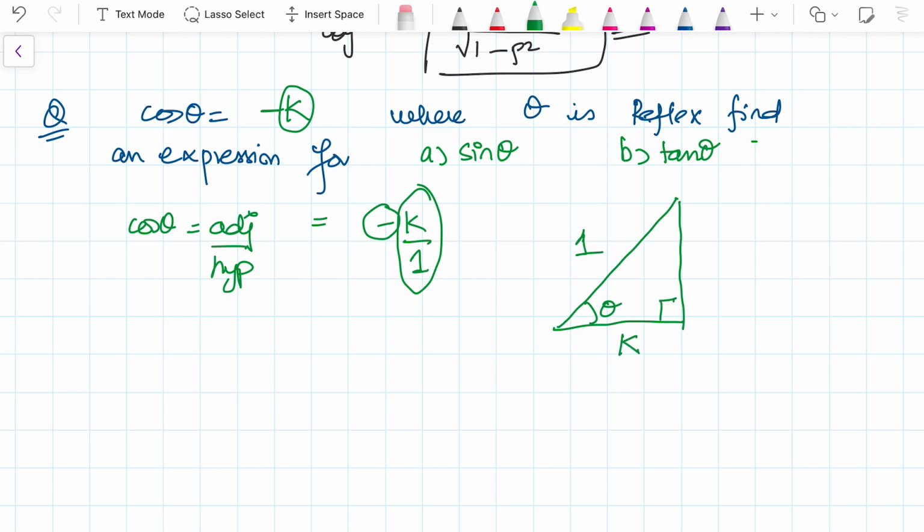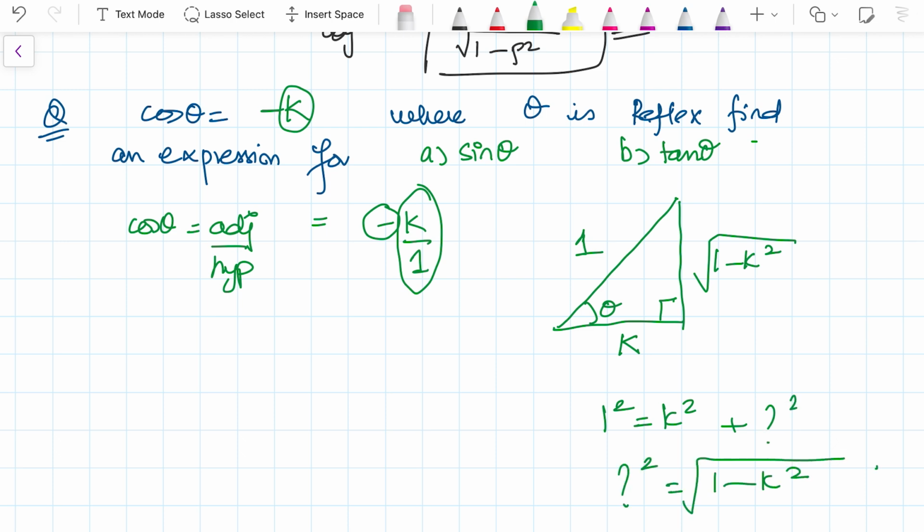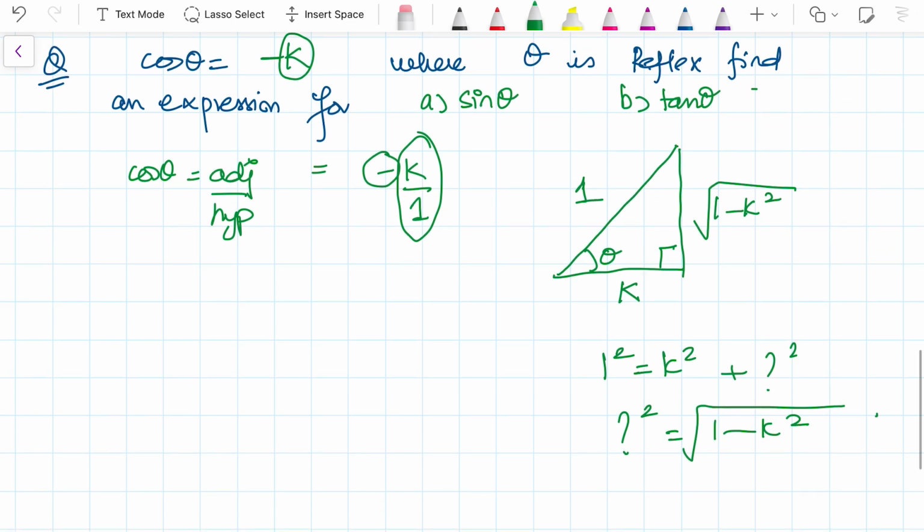So using Pythagoras theorem, this is going to be 1 minus k square, the whole under root. 1 square equals k square plus this, so this becomes 1 minus k square and then a whole under root. Alright, now what is next?